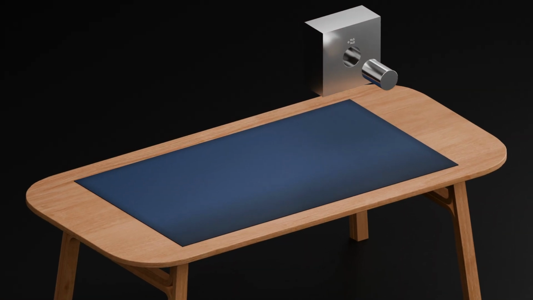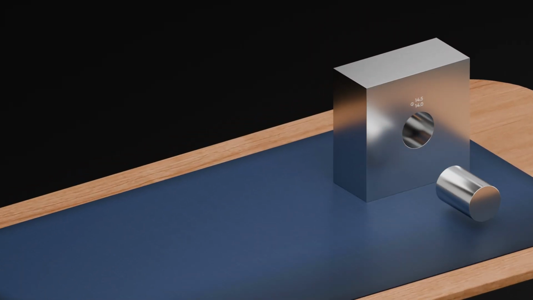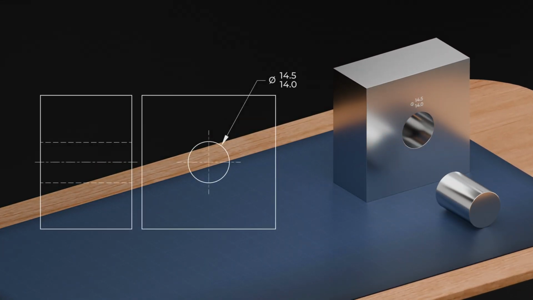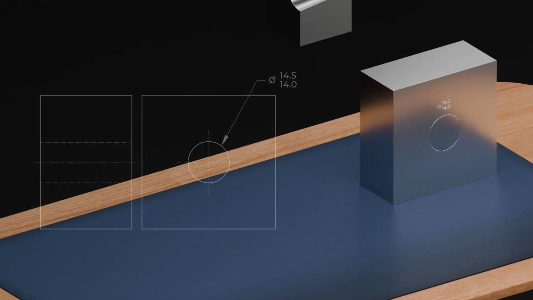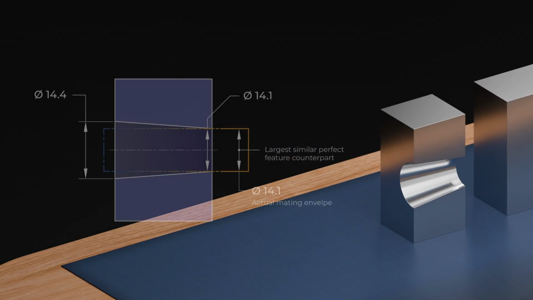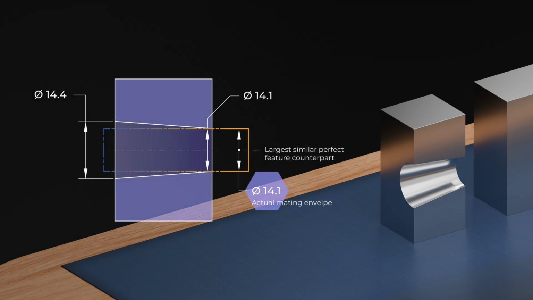Now let's look at an internal feature of size, such as a hole. For internal features, the actual mating envelope is the largest perfect feature counterpart. This envelope represents a perfect pin or shaft that would fit into the hole. For this internal feature, the actual mating envelope is 14.1mm. The hole must be equal to or larger than 14.1mm.